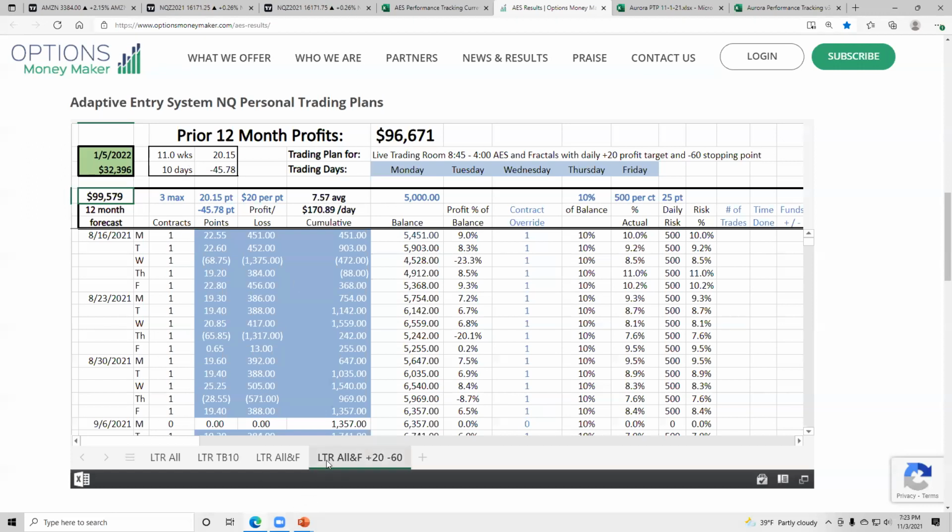And this is just simply AES 20. You're looking for 20 points, or if you get to 60 loss, it's a day that you might not feel very good, but it's just part of the process. That's what we're on pace for right there.